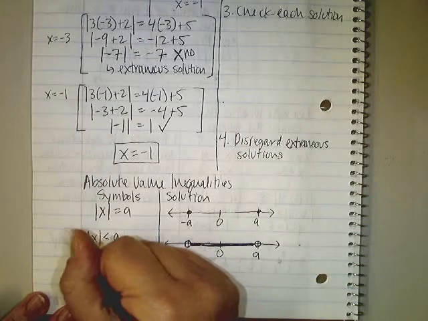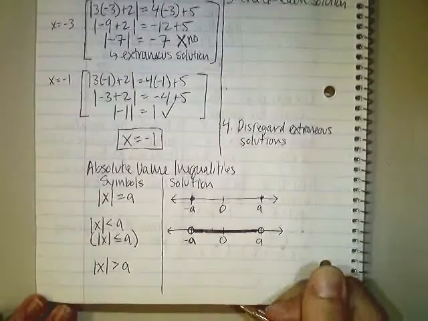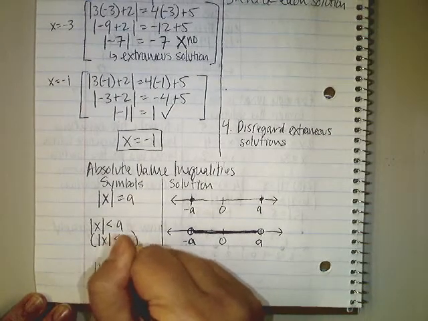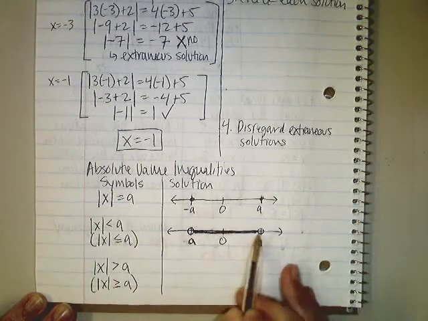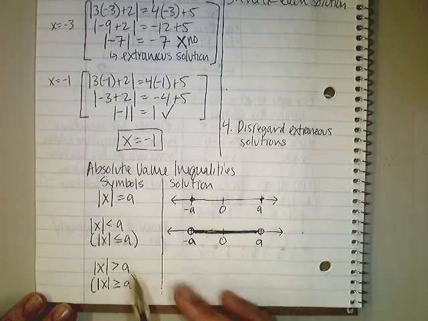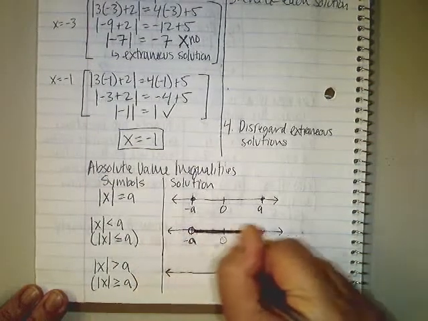Conversely, on the other hand, if the absolute value of X is greater than A, or greater than or equal to A, again, the only difference between these is if it was equal to, you'd fill in the circles. If it's just less than or greater than, you leave them open. Otherwise, it's the same. That's why we're putting those together.